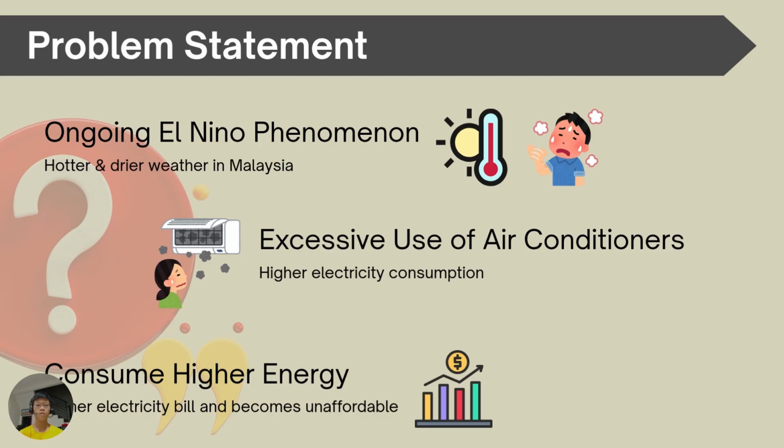The problem statement is the ongoing El Nino phenomenon has caused a hotter and drier weather in Malaysia, which leads to an excessive use of air conditioners, which leads to a higher electricity consumption. The high consumption of air conditioning leads to a higher electricity bill, which becomes unaffordable.